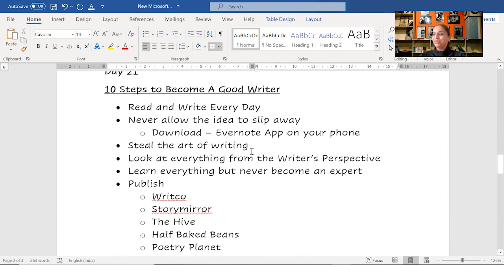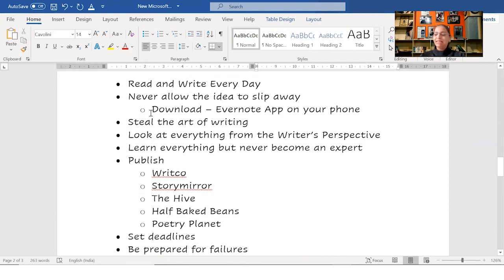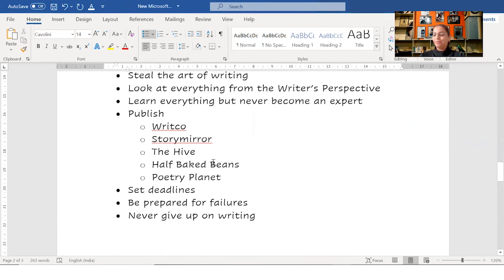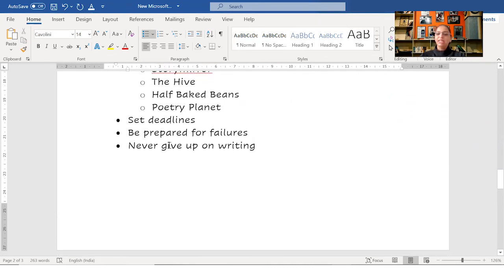Never allow the idea to slip away. Evernote app is going to help you on that. Steal the art of writing, never copy. Look at everything from the writer's perspective. Obviously, learn everything, but never become an expert. Publish. These are the platforms where you can publish your work. Set deadlines, or let other people set it, announce it on social media.